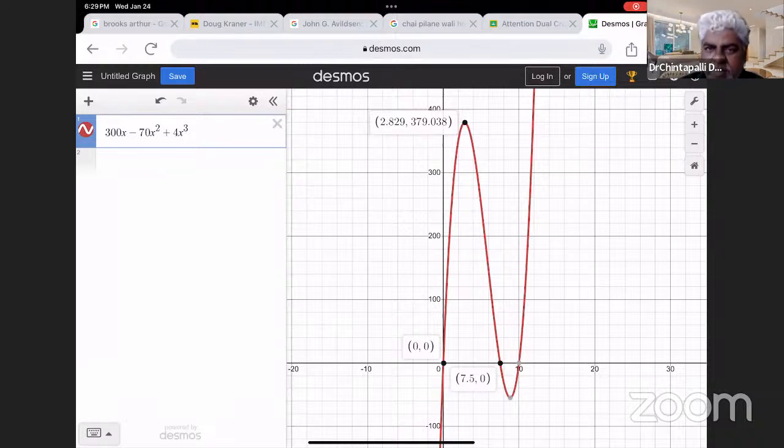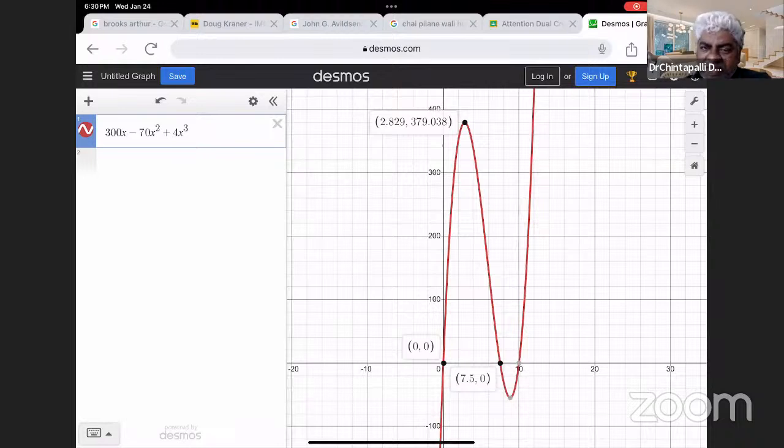Open 0, 379.038. Domain is 7.5. Simply, domain is the values on the x-axis, range is the values on the y-axis. Domain x-axis, range y-axis. What's the domain? 0 to 7.5. Next range? 0 to 379.038. That is the range.